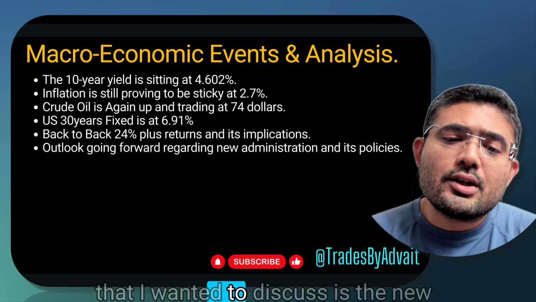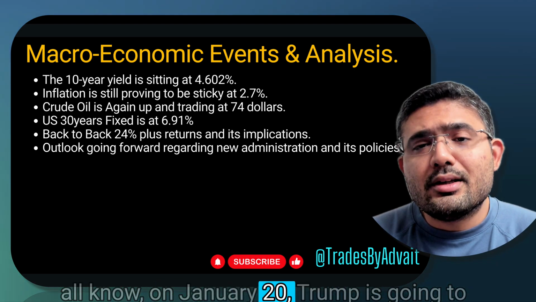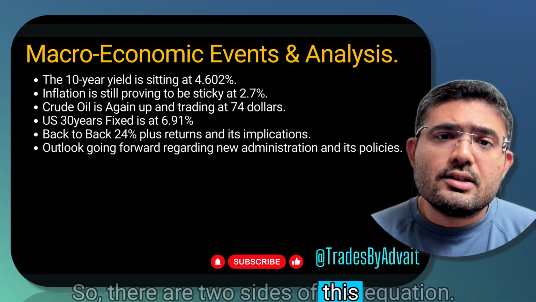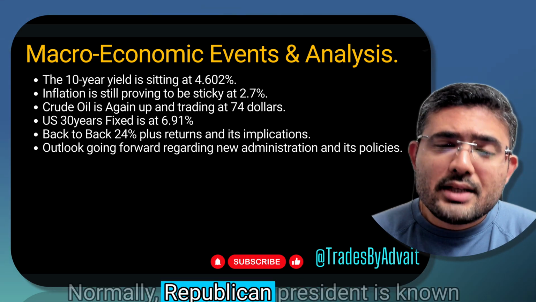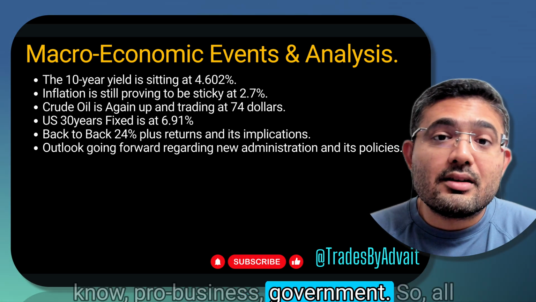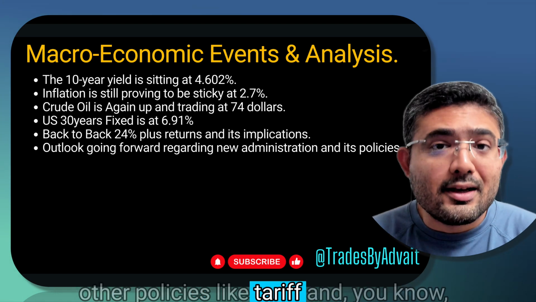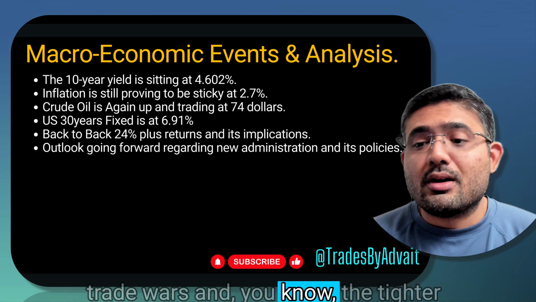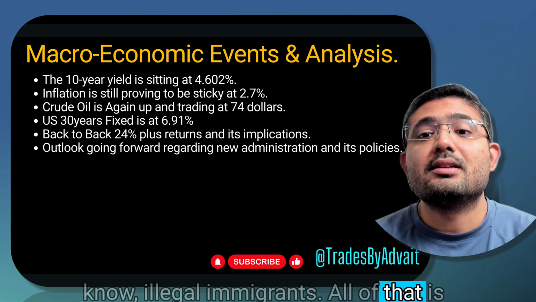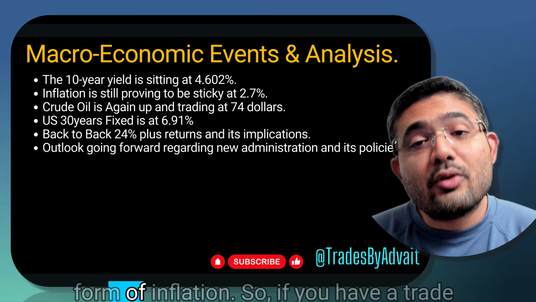The last point that I wanted to discuss is the new administration and its policies. As you all know, on January 20th, Trump is going to take power and become the president. There are two sides of this equation. Normally, a Republican president is known for good deregulation and a pro-business government. So all that is good. On the other side, the other policies like tariffs, trade wars, tighter immigration and deporting illegal immigrants are all good on paper, but there is a cost involved in these kinds of policies in the form of inflation.